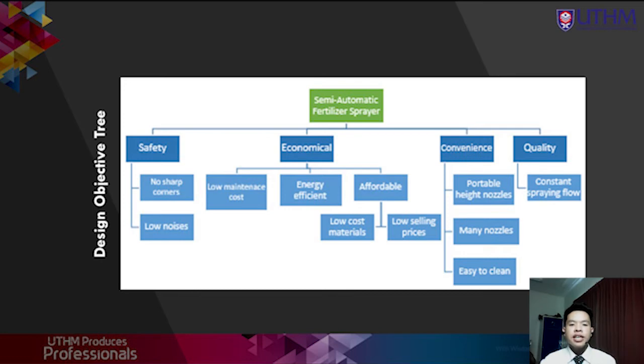Okay, for safety, it has no sharp corners and low noise. And then for economical, it has a low maintenance cost, is energy efficient, and is affordable to buy. For convenience, it has a foldable head nozzle and many nozzles for spraying fertilizer and is easy to clean. And lastly is quality. It has a constant spraying flow.